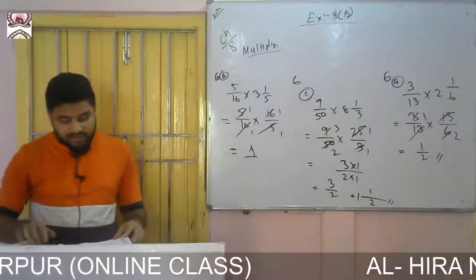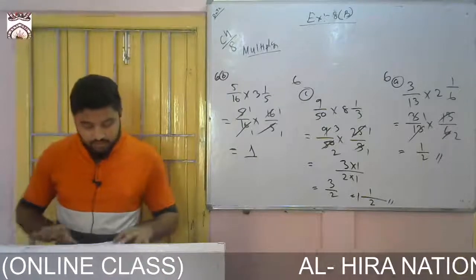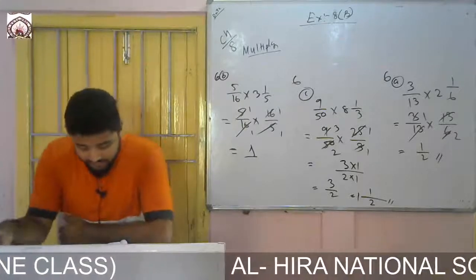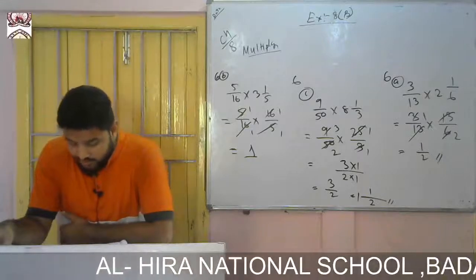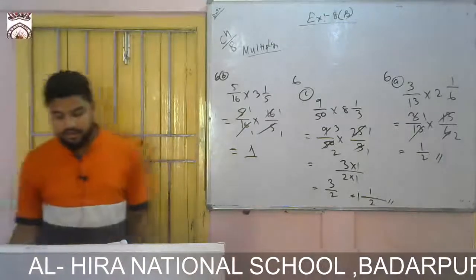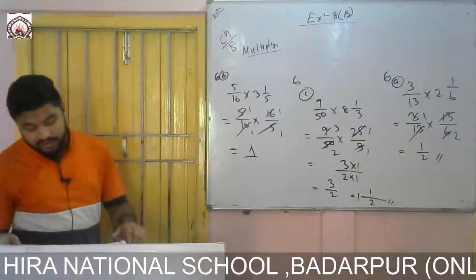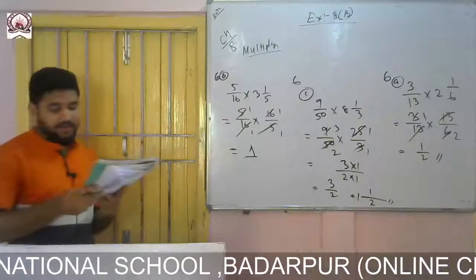Now come to 7. 15 1 by 12 into 15, 6 3 by 8 into 12, 39 into 3, 8 by 13.